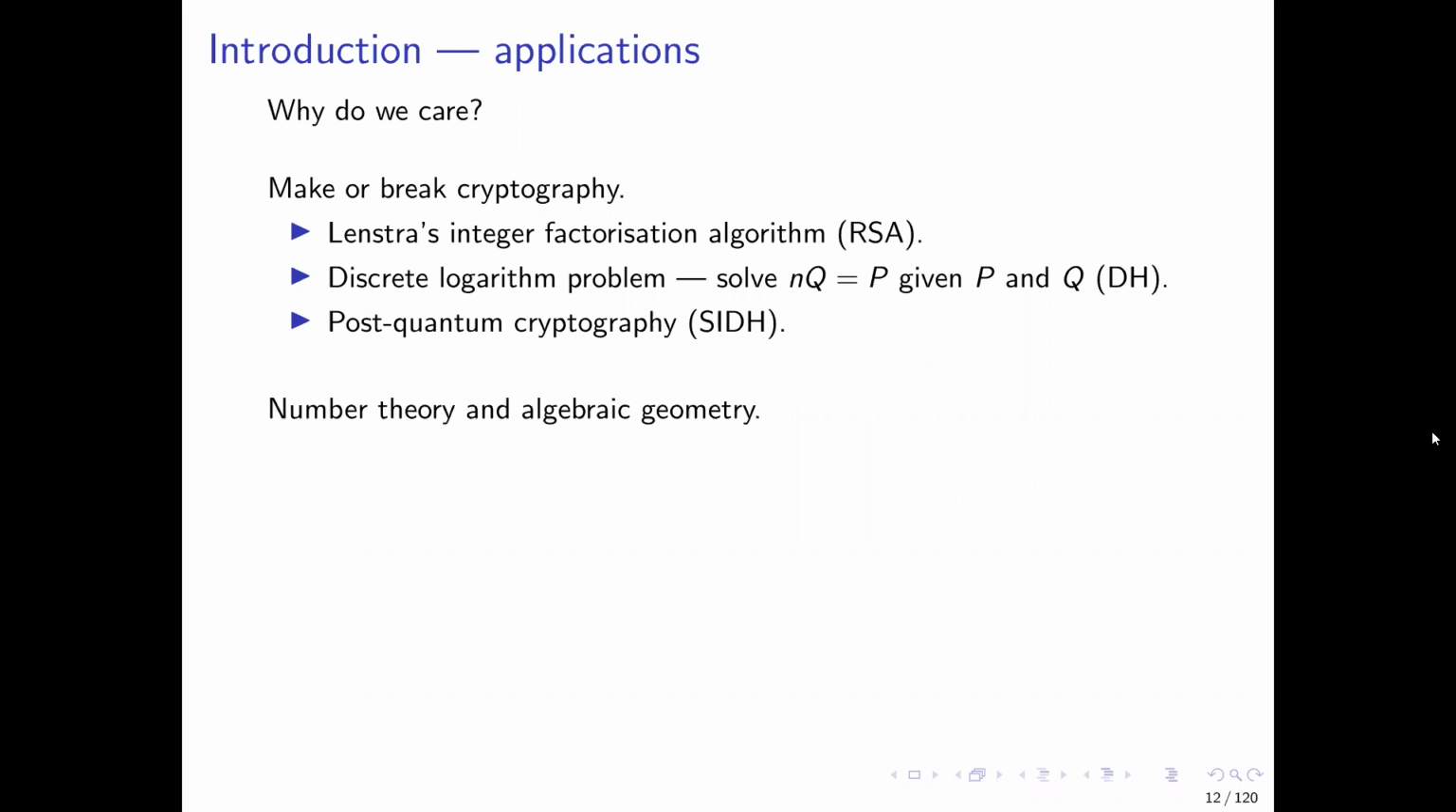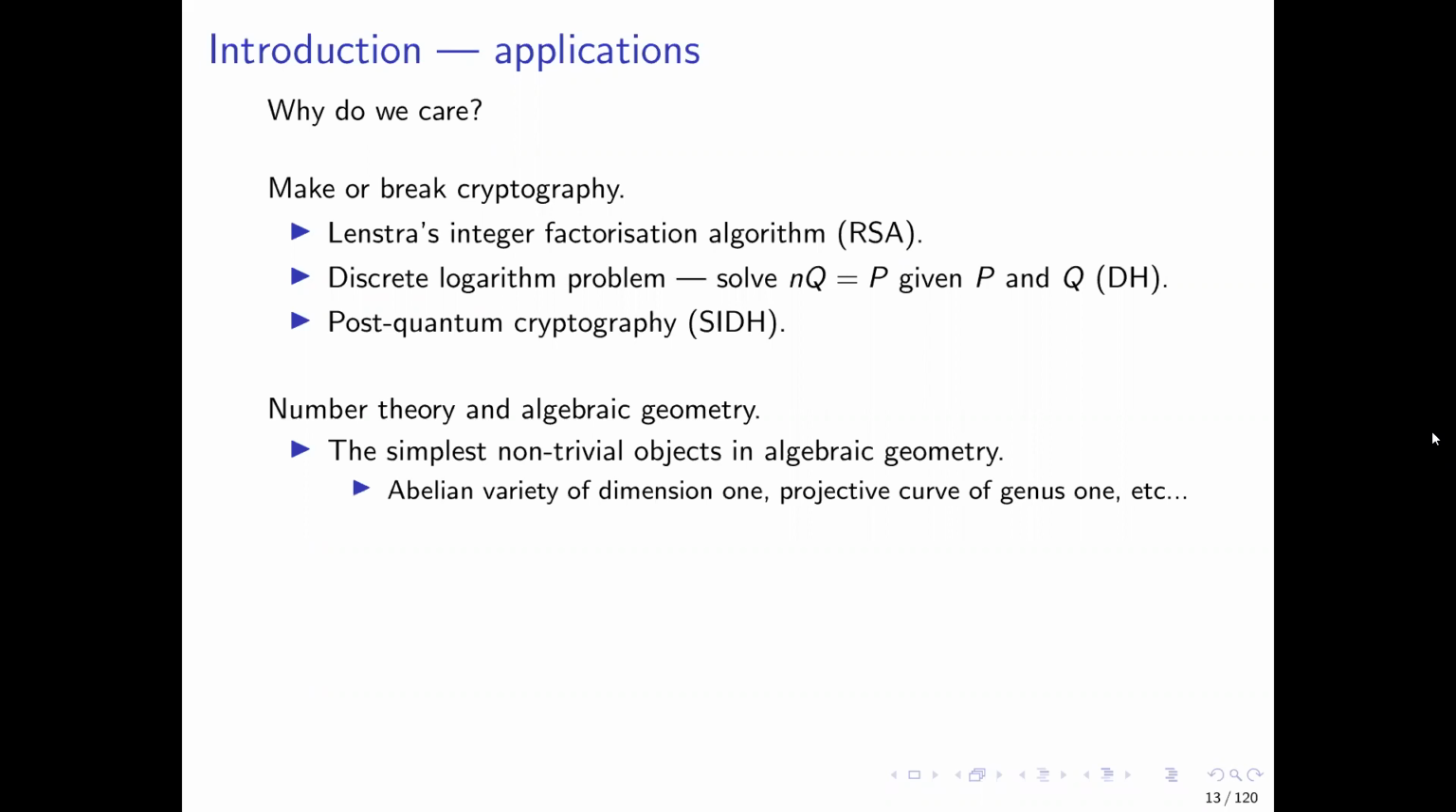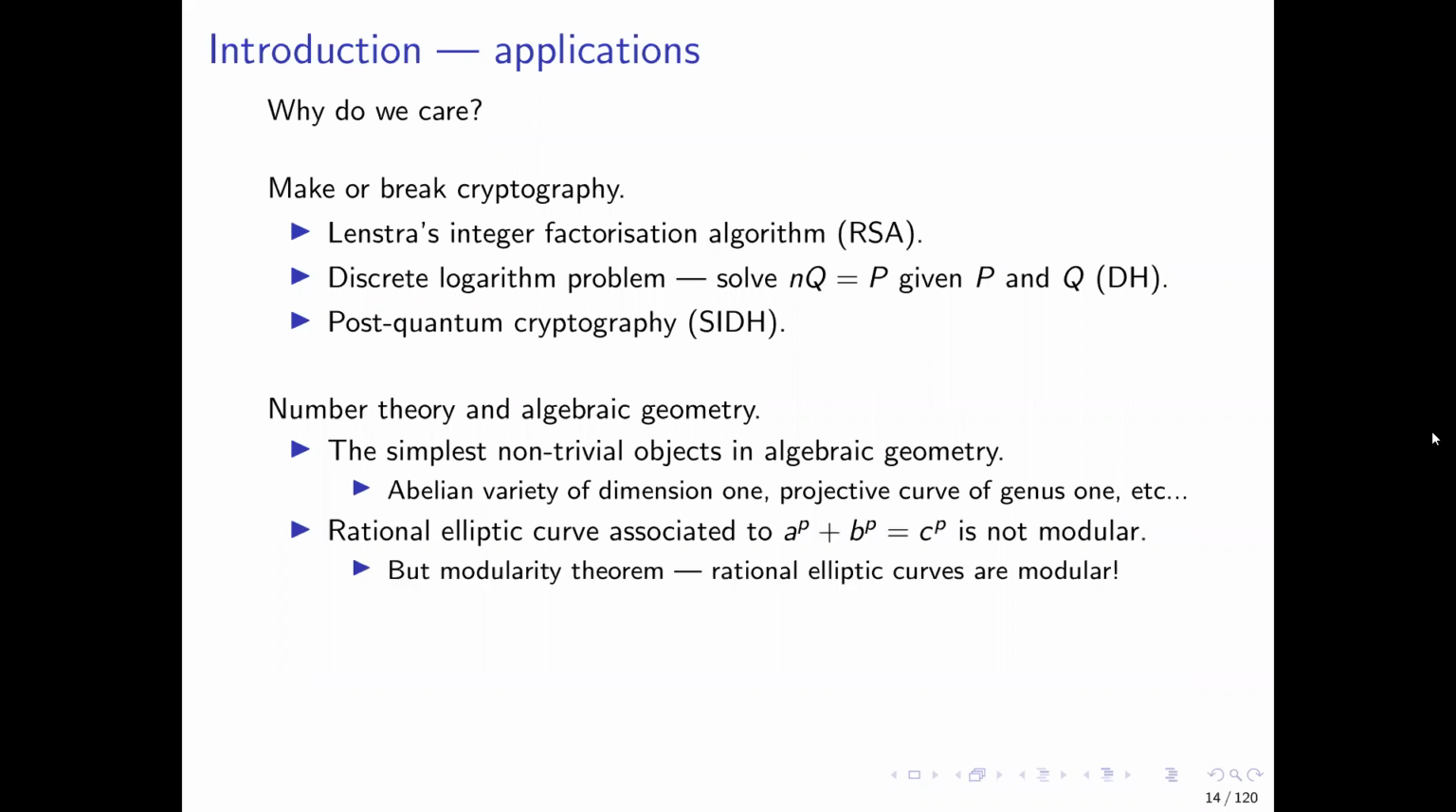So that's cryptography. We also care about the mathematics. In number theory and algebraic geometry, elliptic curves are in some sense the simplest non-trivial objects in algebraic geometry. You can define them in several ways: as an abelian variety of dimension 1, or a projective curve of genus 1 with a fixed point, etc. We know conics, but for the theory of elliptic curves, the curves of genus 1, we still have lots and lots of open problems that we don't know the answer to.